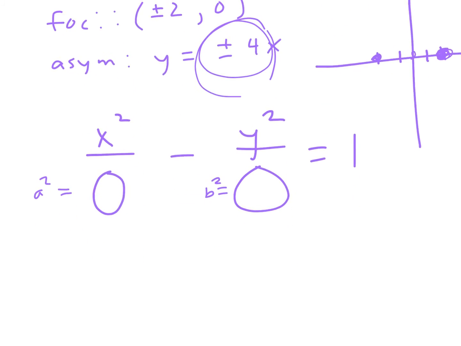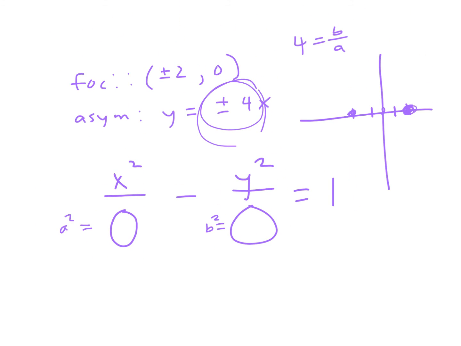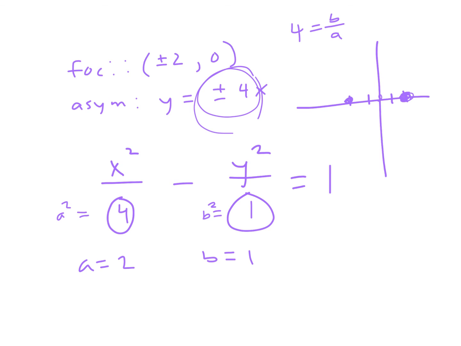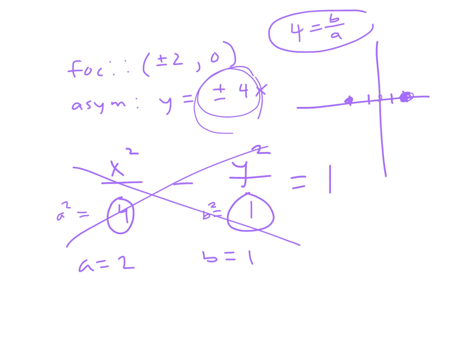Give you, let's say, this is 4 and this is 1. That's not going to work out. But let's just say that it gives you 4 and 1. We know that a is 2, b is 1, so is b over a 4? No. So this would not be an answer choice. So use your answer choices to help you out. Work smart.